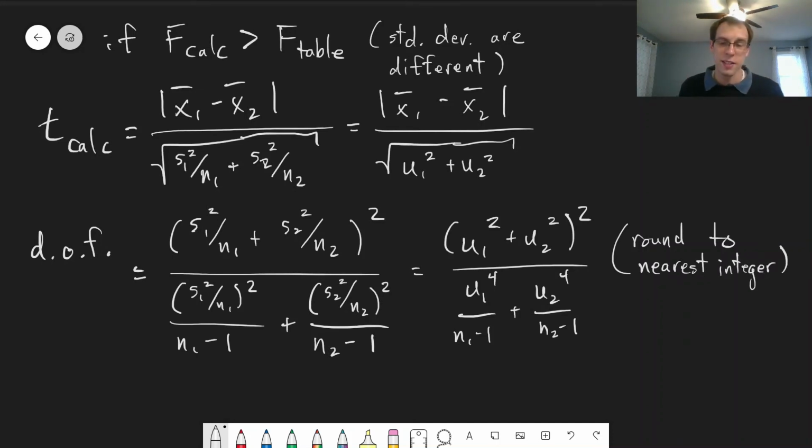Okay, so those are the equations. Let's look at how we can apply these to a specific example, which hopefully will help this make more sense.